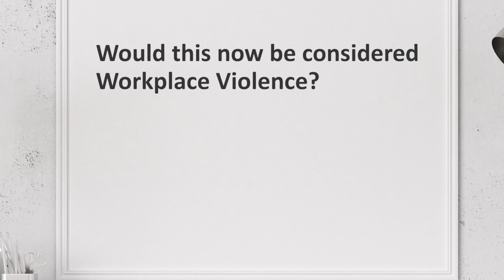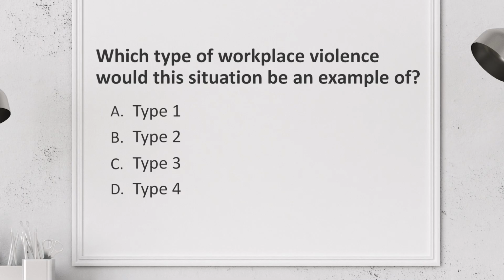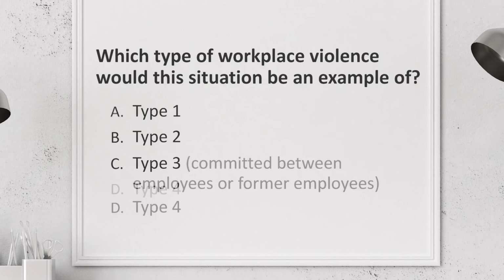But what if the conversation escalates? Watch what happens next. Ian seems to have raised his voice and made a physical effort to crumple and throw a paper ball. He also made threats about taking matters into his own hands. Do you feel this has now become a behavioral concern? Yes, this would be considered workplace violence. Based on what you learned in this lesson, which type of workplace violence would this situation be an example of? The correct answer is Type 3. Type 3 is committed between employees or former employees.